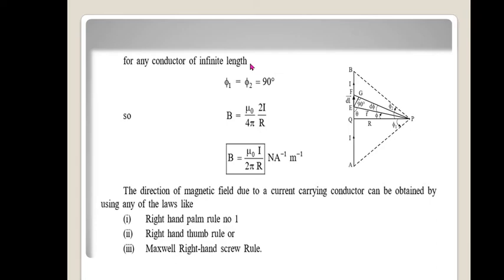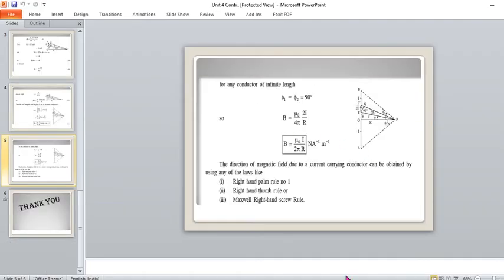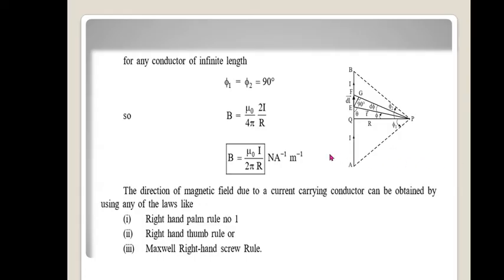Just mute your audio. Okay, for any conductor of infinite length. So right now, whatever we have looked at here, are you able to see this slide? Yes, sir. For any conductor of infinite length, I will consider the angle as 90 degrees. So phi 1 is 90 degrees and phi 2 is also 90 degrees.